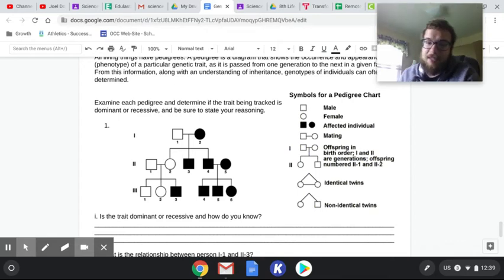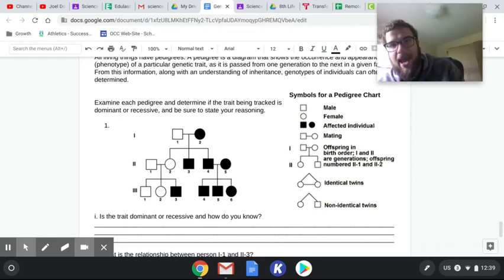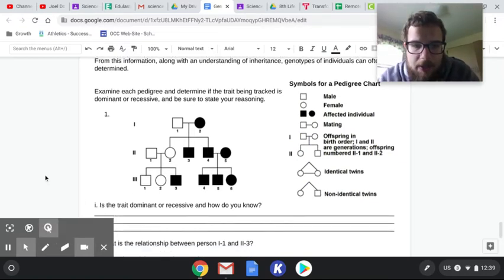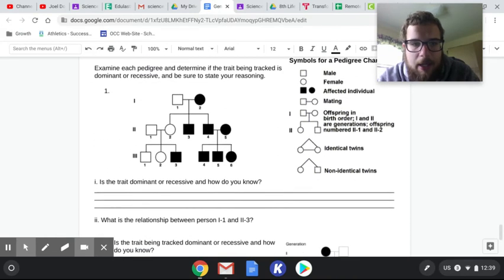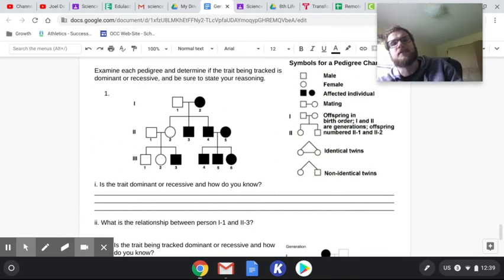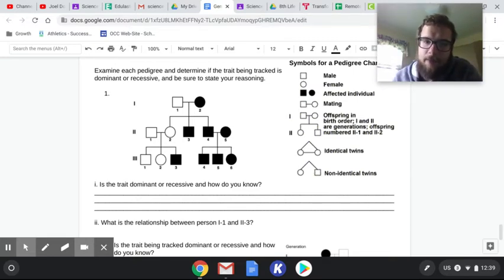You should have access to it, and then look at what those criteria are before you answer this one. Okay, so the first question is, is the trait dominant or recessive, and how do you know? Good question. Off the top of my head, I'm thinking of that list.